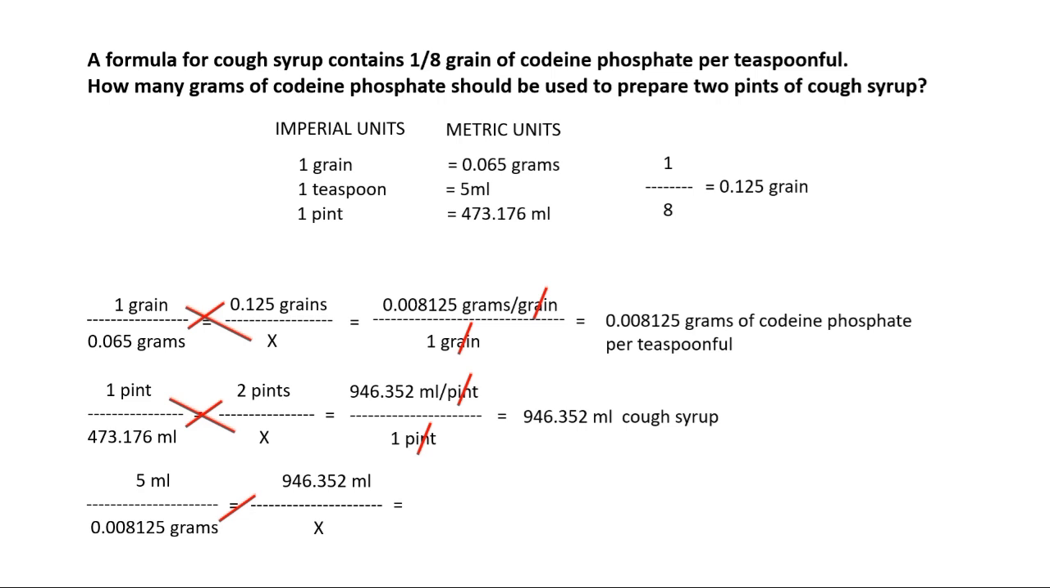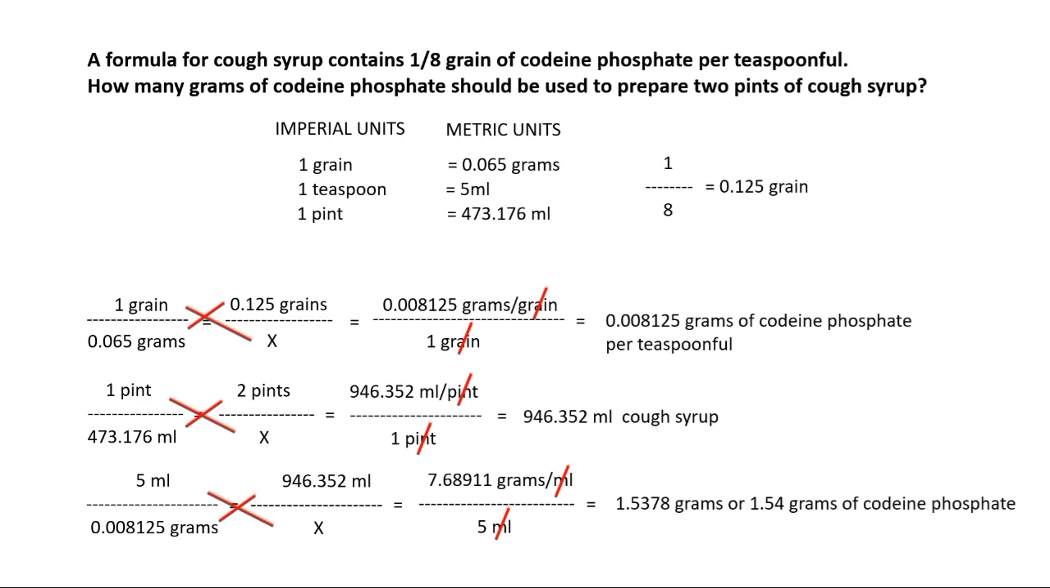0.008125 grams with 946.352 milliliters, which will give us 7.68911 grams. Cross-multiply 5 milliliters with x or simply carry it down, which will give us 5 milliliters, cancel the common unit, which is the milliliter. Then divide 7.68911 grams by 5, which will give us 1.5378 grams or 1.54 grams of codeine phosphate. Therefore, you should use approximately 1.54 grams of codeine phosphate in preparing 2 pints of cough syrup.